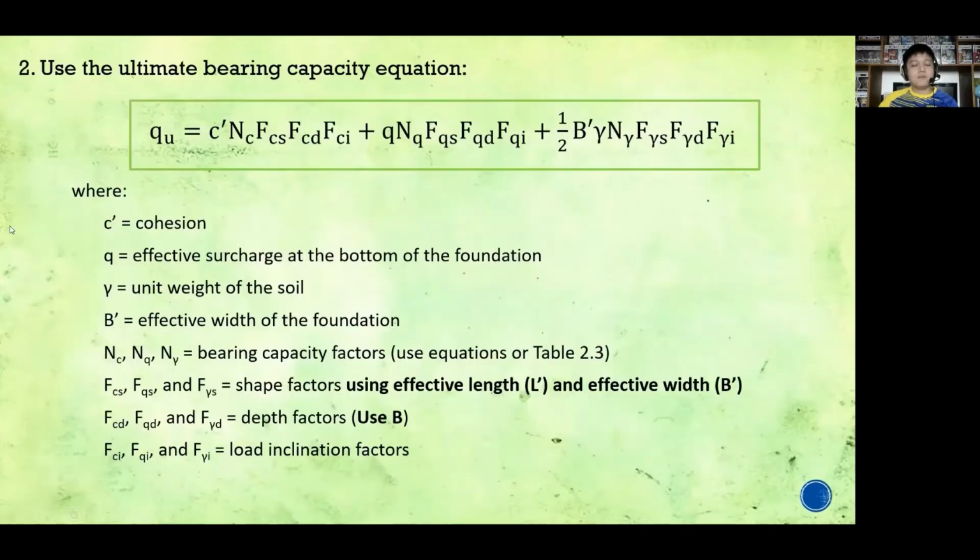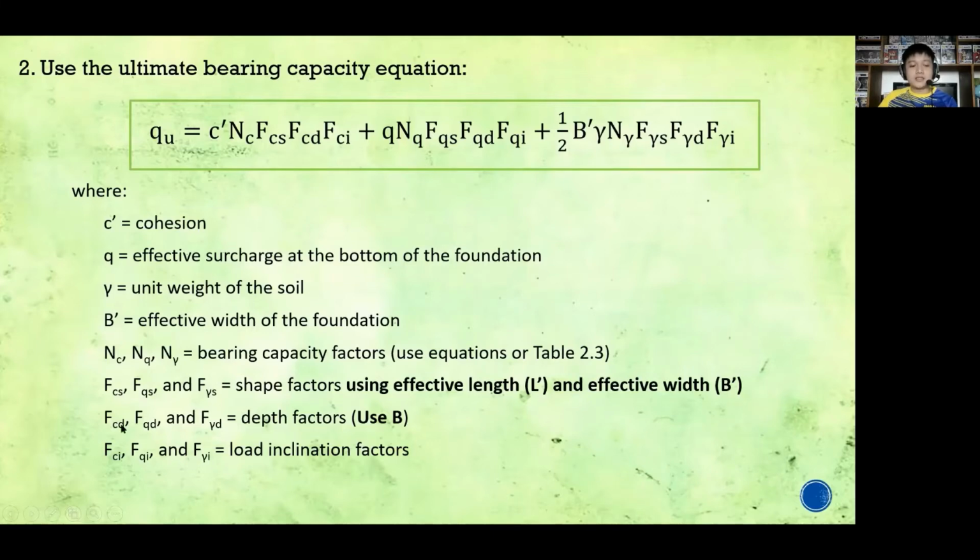For our second process, use the ultimate bearing capacity equation. If you already have an eccentric load, then you will use the ultimate bearing capacity equation only, regardless of the shape of your footing. Same criteria: for NC, NQ, and N gamma, since this is under the general bearing capacity equation, use table 2.3.